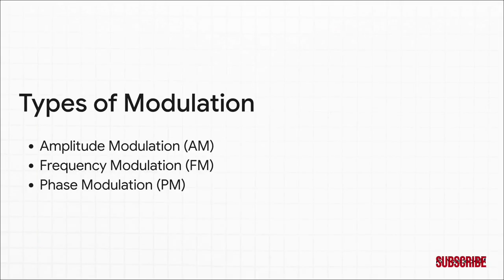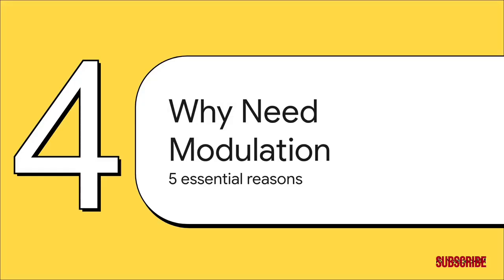For your diploma exams, you absolutely have to lock these 3 main types of modulation into your brain. Amplitude modulation, or AM, frequency modulation, FM, and phase modulation, PM. Depending on whether you tweak the amplitude, frequency, or phase of our carrier rock, you get a different type of modulation. Next up, Section 4, why we need modulation, 5 essential reasons.